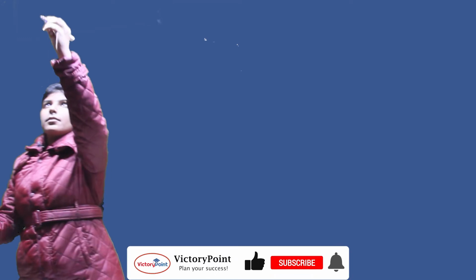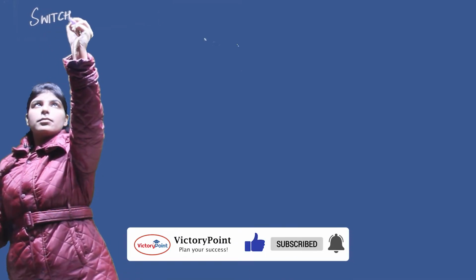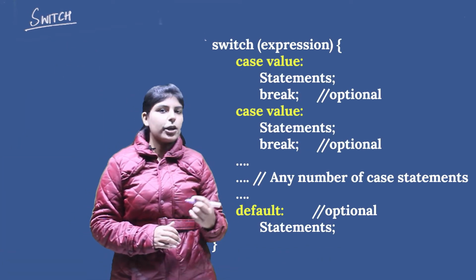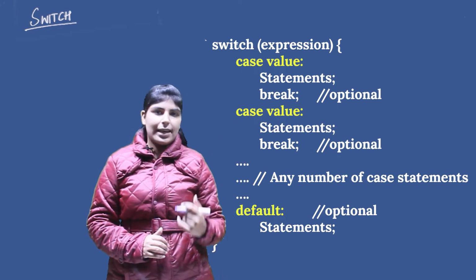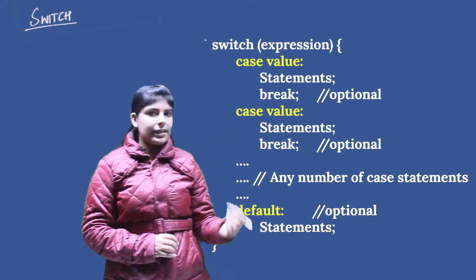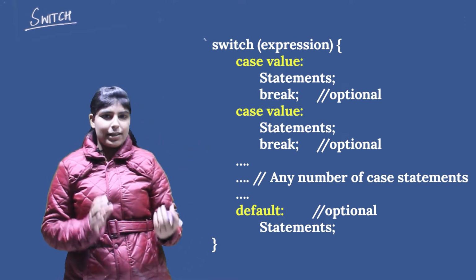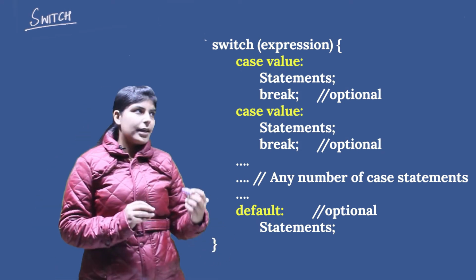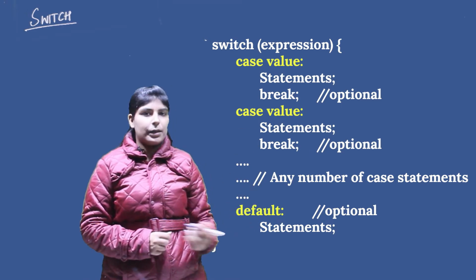So the next type of conditional statement is switch statement. A switch statement allows a variable to be tested for equality against a list of values. Each of these values is called as case. So now let's take a look at the syntax of switch statement. So we have a switch, then in the parenthesis we have an expression which we want to evaluate for multiple values. Inside the parenthesis we have an expression whose value we want to test for equality with multiple values.